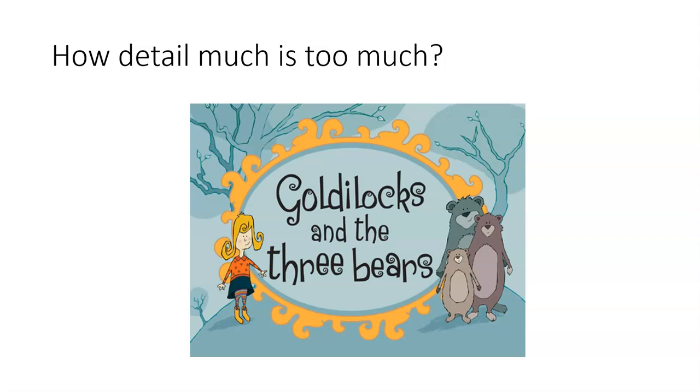She goes in and there's food on the table, and she tries one and it's too hot, and then she tries one and it's too cold, and then she tries another plate of food and it's just right. Then she moves on, and there are different things like chairs and a bed, and one of the beds is too hard, and one of the beds is too soft, and one of the beds is just the right amount. So how much detail should you include in a story?